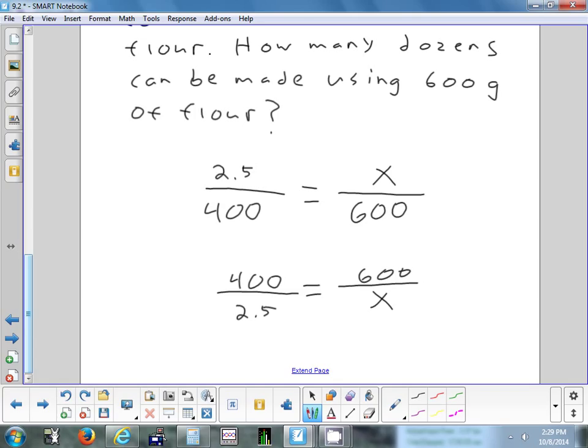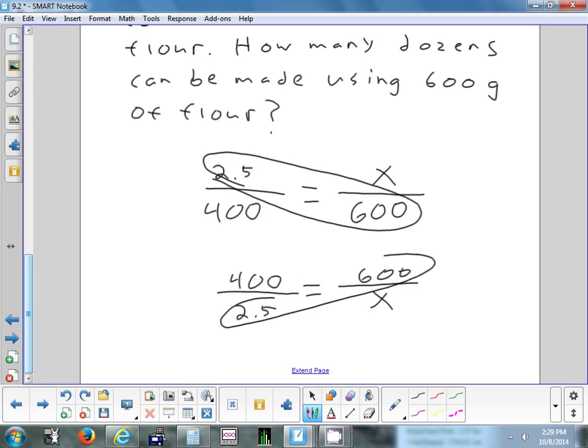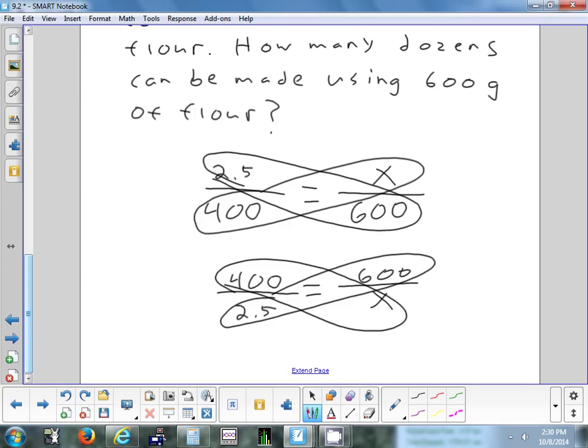The reason, look at when you cross multiply. You're multiplying 2.5 times 600. What about in the bottom one? Same thing. Okay, that's one of them. Let's check the other one. You're doing 400 times X. What are you doing in the bottom one? 400 times X. Okay? There's 2 different ways to set up this problem, and there's many more.